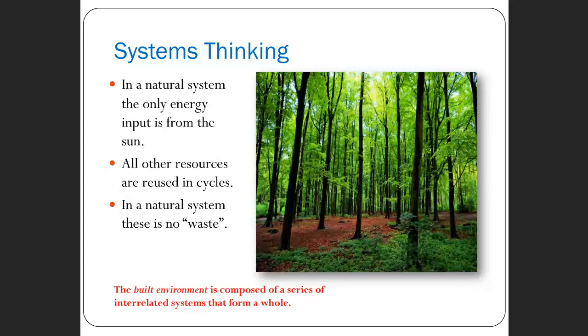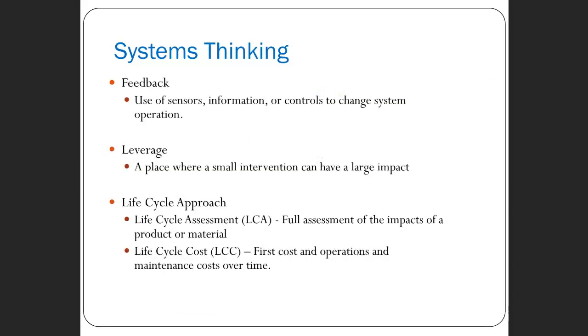Here's our picture before us. We have to think about our buildings as a system. The built environment is composed of a series of interrelated systems that form a whole. Just like a forest where there are different parts of that forest, in our building there's the building envelope, the glazing, the shading, the lighting control, the ventilation, the heating and the air conditioning. All those things come together if we do our jobs well and all work together. So we have to think about our building as a system.